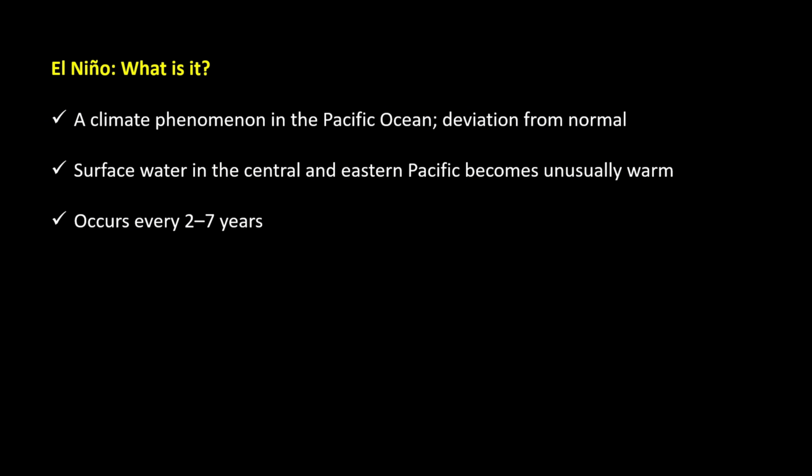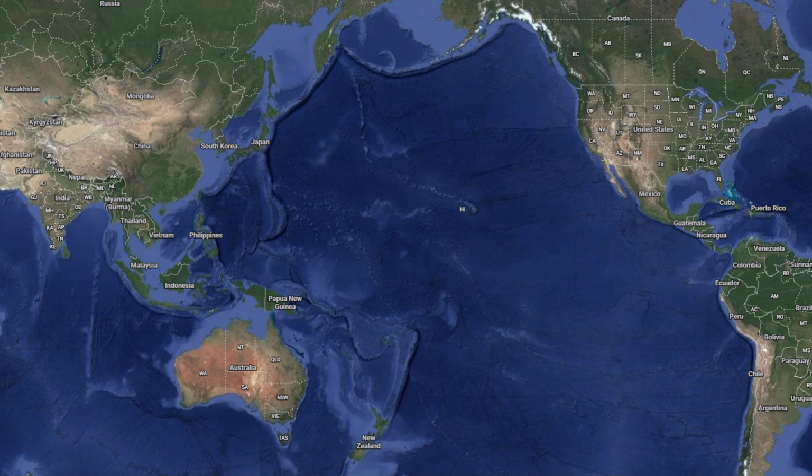You can understand El Nino as a disturbance in the normal system in the Pacific Ocean. El Nino is a deviation from the normal. To understand this deviation, we'll have to know what normally happens in the Pacific Ocean. And then we can talk about the disturbance that takes place in this normal system, right? So what is a normal system?